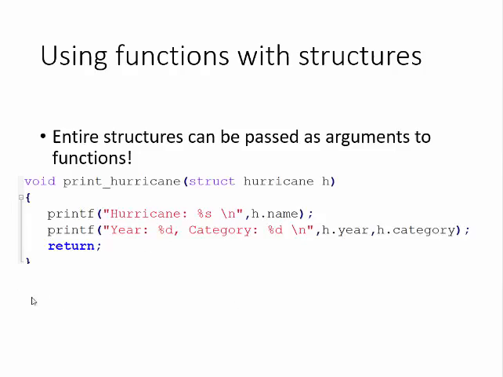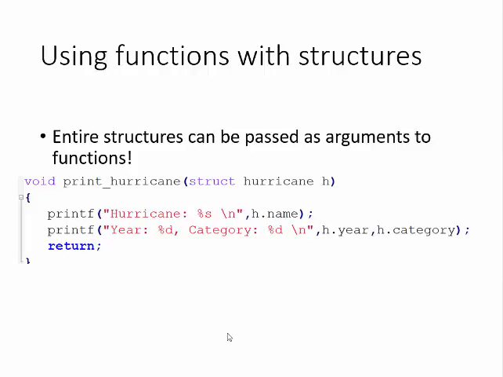So here I've created a simple function. It says print hurricane, and it's expecting to get a hurricane structure passed to it, and this is how you would declare it. And then this function just prints h.name, h.year, and h.category. So here I've created a function that's expecting an entire structure passed as the argument of the function.